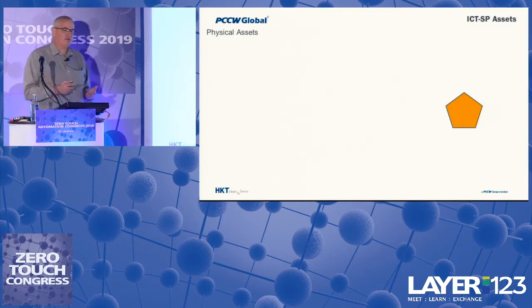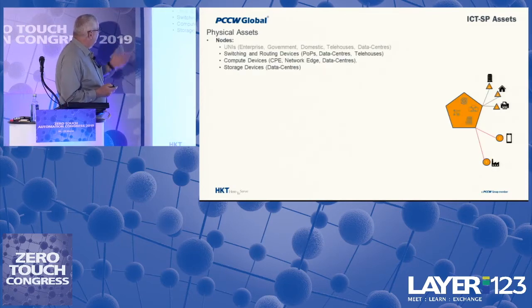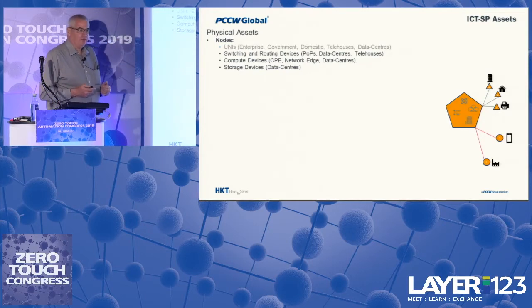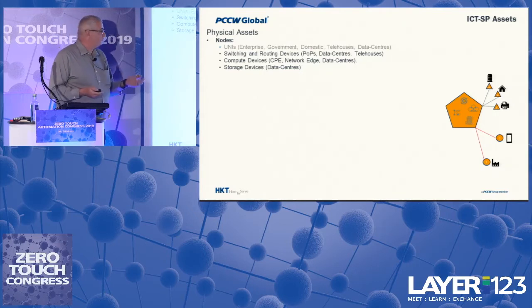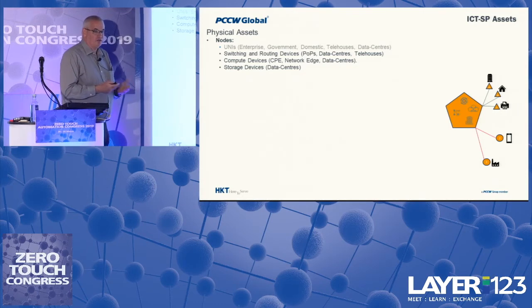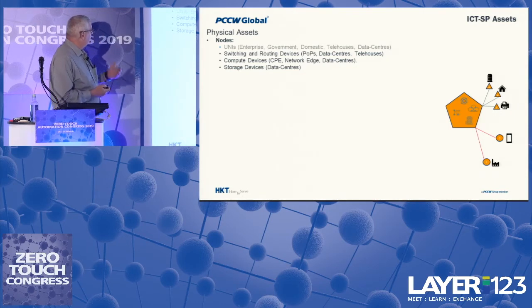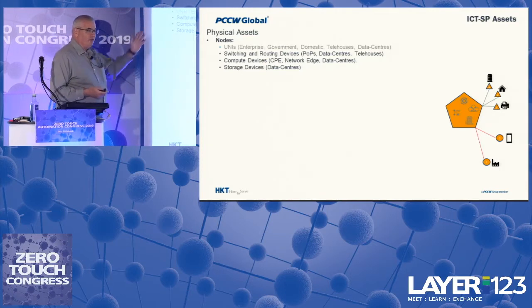So what are the assets of an ICT SP? First, we have the physical assets, which could be the physical locations where they exist, like enterprise, government, domestic, Telehouse, data centers, locations where we are at. And there we have switching and routing devices, compute devices, and storage devices, depending on the type of asset.